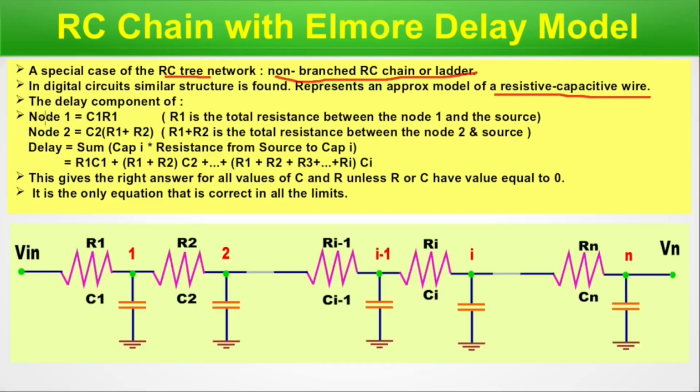R1 is the total resistance between node 1 and the source. Node 1 and source, this is the R1 total resistance. And C1 and R1. Then node 2, R1 plus R2. And delay is the summation of capacitance i into resistance from source to capacitance i. So if that is the ith capacitance and the ith node, so R1 C1, R1 R2 C2, this way it goes, and that R1 R2 R3, then Ri Ci, this way.